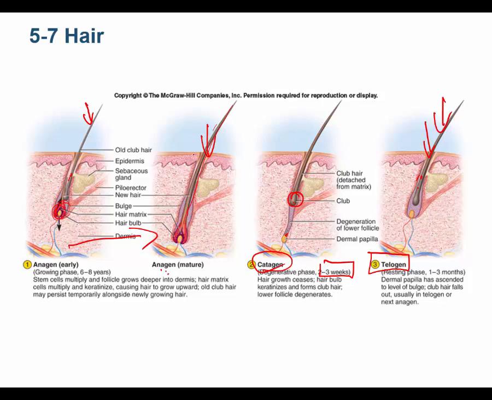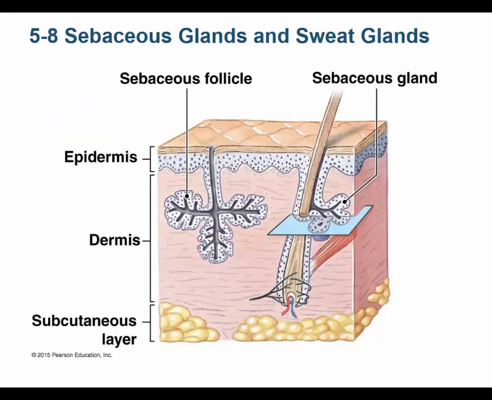So a lot of times when you do these things like electrolysis or laser or waxing, it'll take several treatments, because at any given time you're only killing some of the hairs in the anagen phase, and the ones that are in catagen or telogen are going to grow back, and then you've got to re-laser them or re-zap them or whatever you're doing. So that's what's going on with hair growth right there.